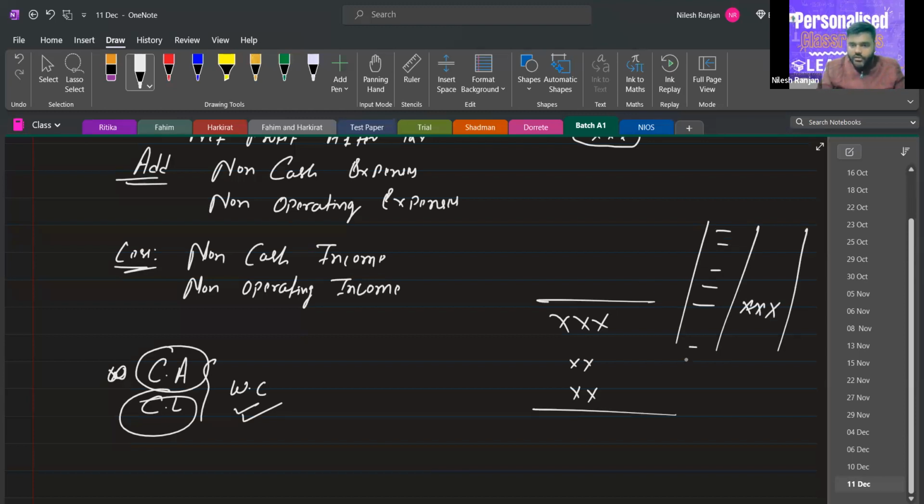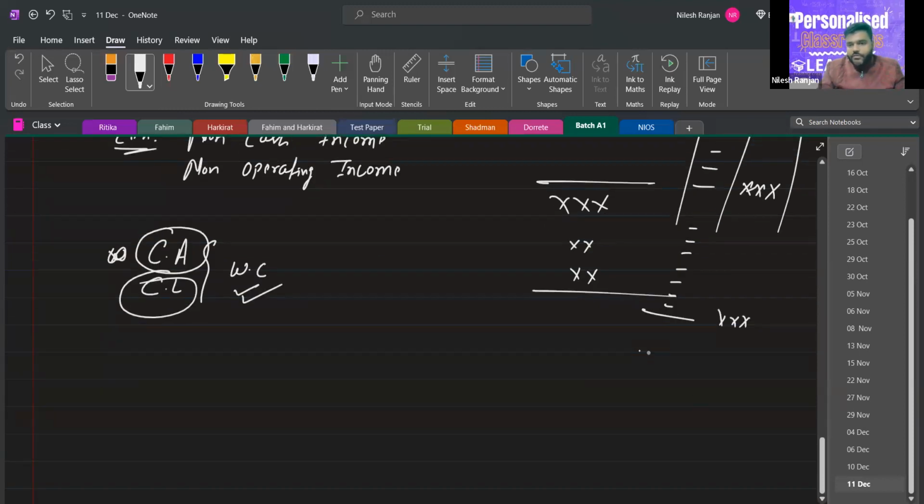Then we will write all the investing activities items, all the add or deduct items. Then we will calculate the final amount of investing activities, and in the final column it will be written. And then we will write financing activities items in the inner column, and then after that in the final column. So we will calculate the net increase or decrease in cash and cash equivalent here.